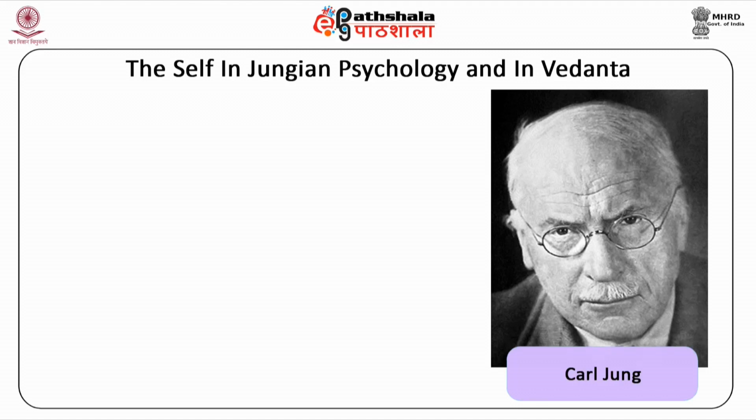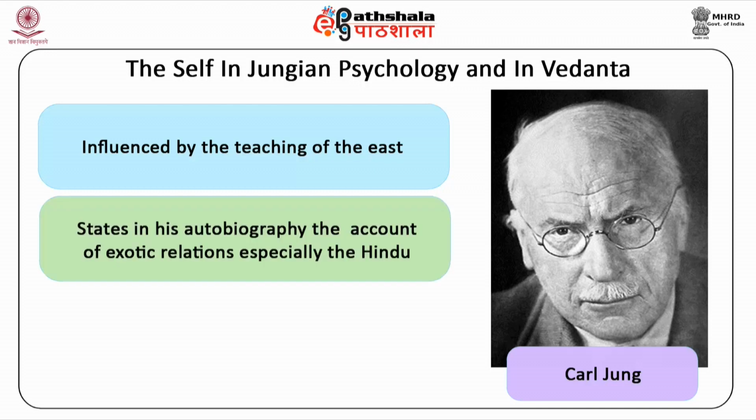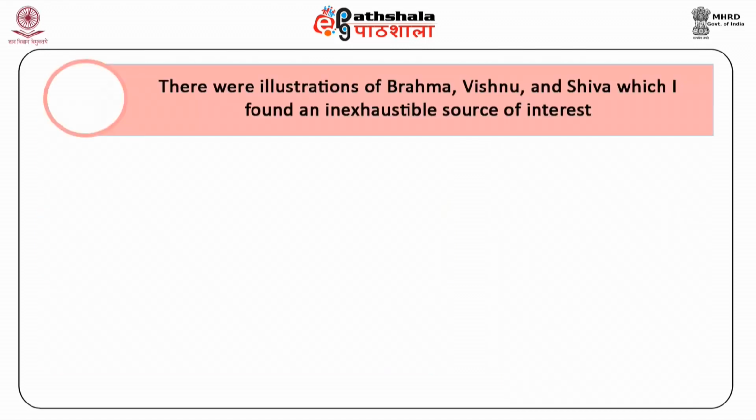Carl Gustav Jung was greatly attracted to and influenced by the teachings of the East even in early childhood. He stated in his autobiography, "I remember a time when I could not yet read, but pestered my mother to read aloud to me out of an old, richly illustrated children's book, which contained an account of exotic religions, especially that of the Hindus. There were illustrations of Brahma, Vishnu, and Shiva, which I found an inexhaustible source of interest." During his formative years, Jung put aside his fascination with Eastern thought, yet he later seemed to incorporate more of an Eastern than a Western perspective in his own developing theories.